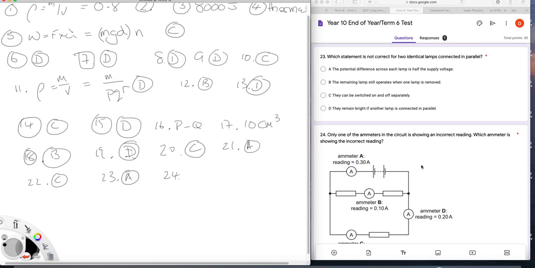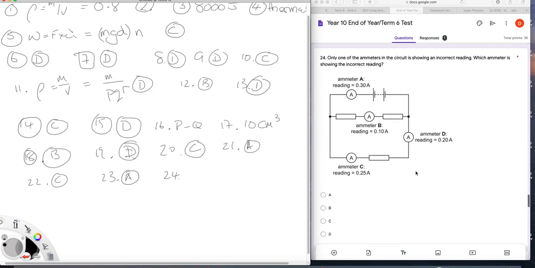24 then. Only one of the ammeters in the circuit is showing an incorrect reading. Which ammeter shows the incorrect reading? Well, we have 0.3 amps here. We have 0.1 amps here. So we would expect 0.2 amps to come down here, would we not? Because 0.3 comes in here, 0.1 goes that way, so 0.2 must come this way. That says 0.25, but that says 0.2. That's correct, that's wrong. The answer is C.